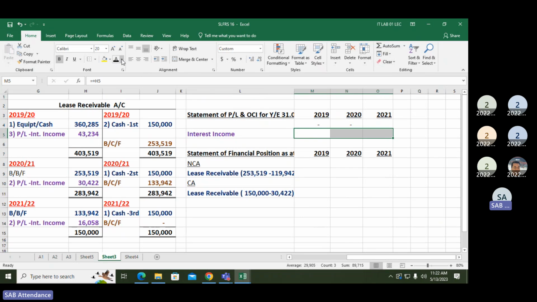Over the 3 years, the interest income comes to 43, 30 and 60.